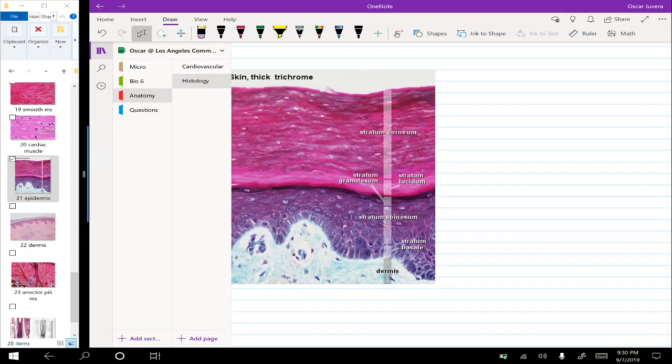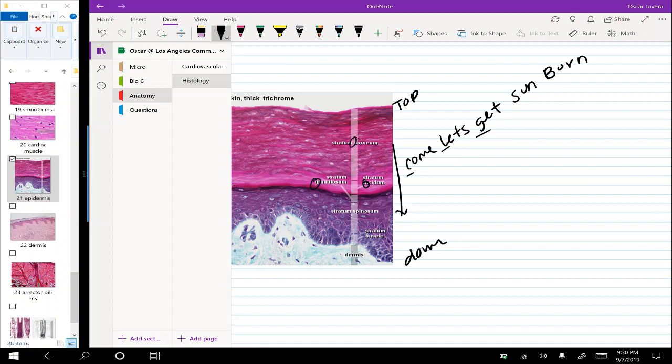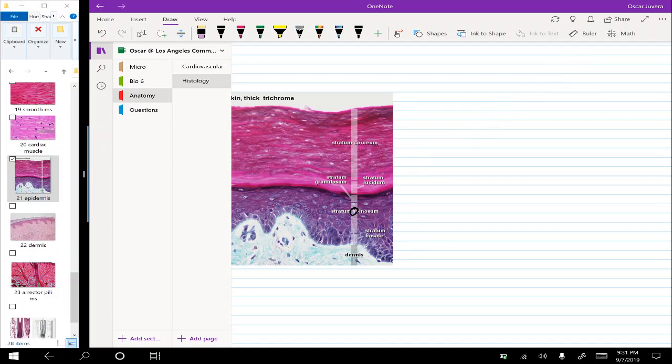But I got you. I'm going to give you a mnemonic for you to remember the layers of the skin. The mnemonic goes as follows: Come, let's get sunburn. And this mnemonic starts from the top going down. Okay? C, corneum. L, lucidum. G, granulosum. S, spinosum. B, basale. Easy peasy lemon squeezy. Come, let's get sunburn. It's going to start at the top and end at the bottom.